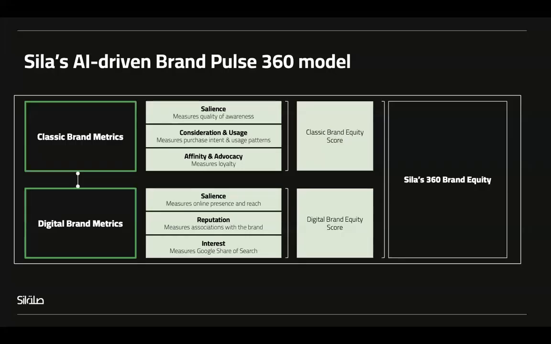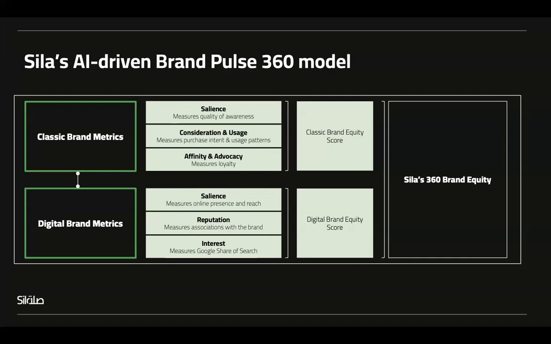So that brings us to our model, in terms of how we view, or what Brand Pulse 360 is all about. It takes into consideration the classic brand metrics, which is survey based, a very traditional way of approaching a brand health tracker, which measures awareness. That's basically salience towards the brand. Do people know you as a brand? Do people know your brand? Do people consider and use your brand? Do people love your brand? Do they advocate for your brand? Do they stand up for it?